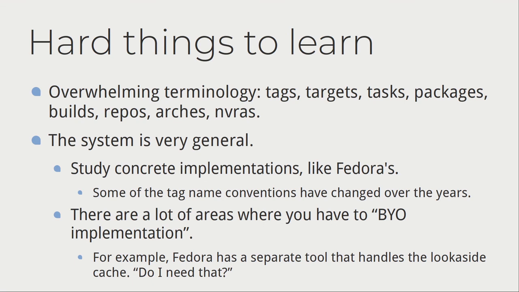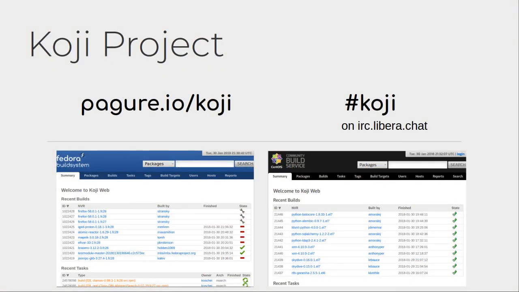Some other hard things to learn with Koji, like I mentioned, the terminology can be overwhelming. If you're setting up your own Koji instance, the out-of-box experience is very empty. I do recommend studying concrete Koji instances in the wild, like Fedora's instance or CentOS's instances. In order to set up a Koji system on your own, that out-of-the-box experience is something that I'll cover in the next few videos. And of course, Koji is an open source project with a mailing list, IRC channel, issue tracker that I've listed here.